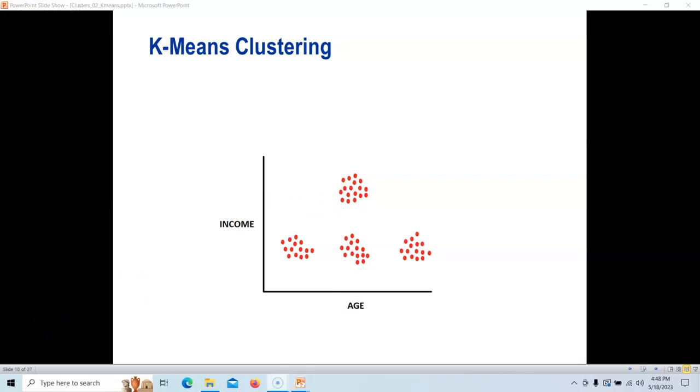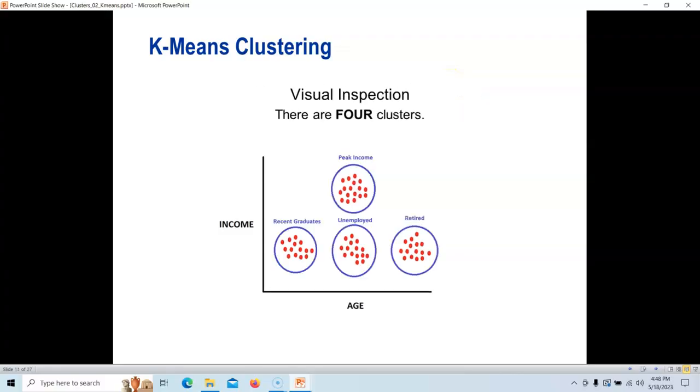Let's just assume that we've run a clustering algorithm on this data set. If we do this, an algorithm would say, okay, it's found 4 clusters. And if we name these clusters, we might say, well, here are young people who don't make a lot of money. We might call them recent college graduates. And we might say these people are middle-aged and they make lots of money. This is peak income earners. What about these people? They're middle-aged and they don't have any money. Well, they might be unemployed people. And these are old people who don't have any money. They might be retired. So we've got 4 distinct clusters.